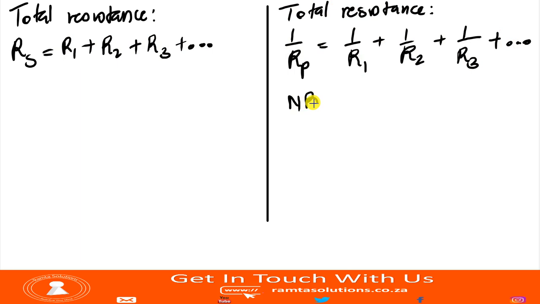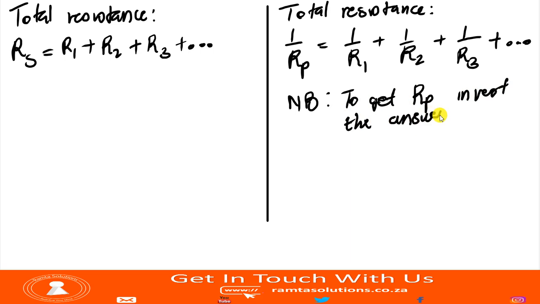Note, to get Rp, invert the answer you get. If 1 over R1 plus 1 over R2 plus 1 over R3 gives you, let's say, 2 over 12, for example, 1 over Rp is equal to 2 over 5.